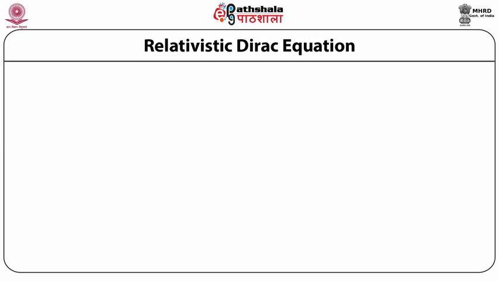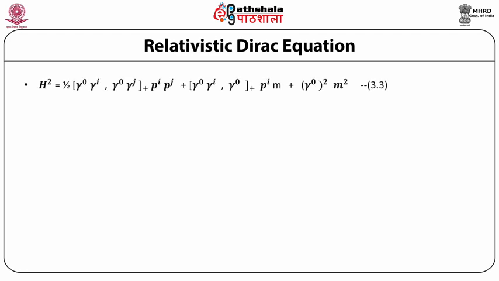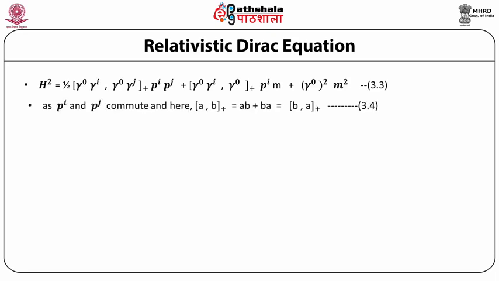Squaring 3.2, namely the Hamiltonian, we get H squared equal to half into the anticommutator of gamma naught gamma i with gamma naught gamma j into p i p j, plus the anticommutator of gamma naught gamma i and gamma naught into p i m, plus gamma naught squared m squared. Brackets are all anticommutators here, and we denote them with a plus sign. The anticommutator of a and b is ab plus ba, which is also equal to the anticommutator of b with a.